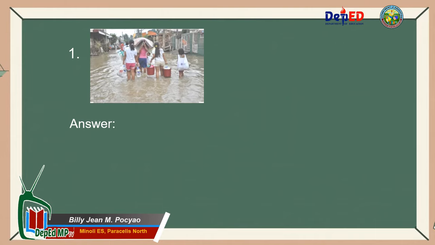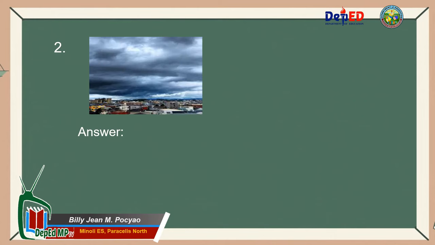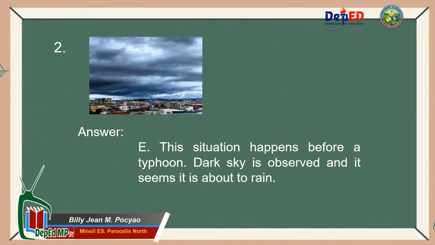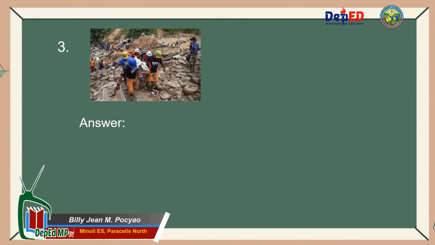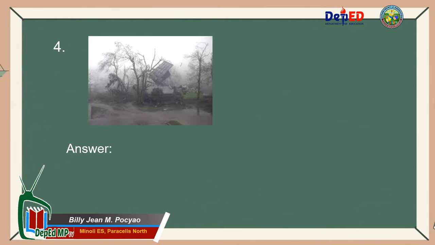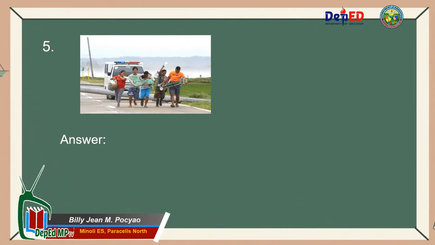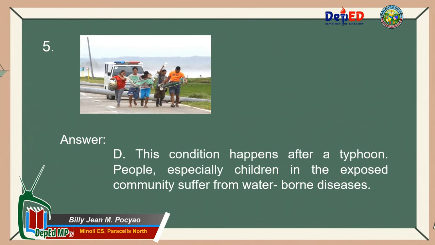Let's check if you got all the correct answers. Number 1 is letter C. Number 2, the correct answer is letter E. Number 3, the correct answer is letter A. Number 4, the correct answer is letter B. And number 5, the correct answer is letter D.